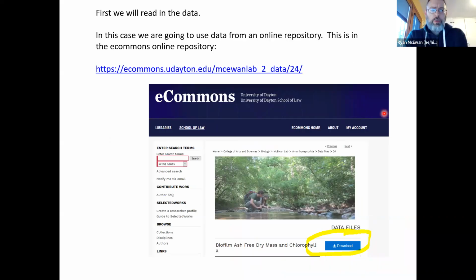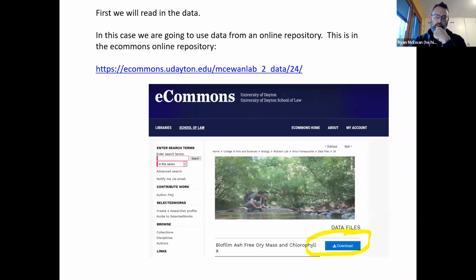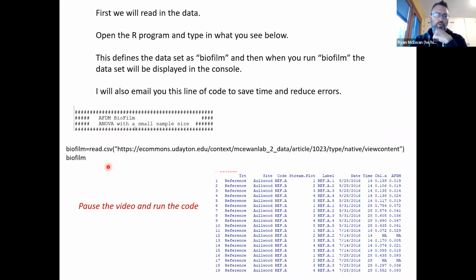This is in the online repository and eCommons, which I've talked to you about before. You can literally go find this using this, and I'll paste the slides in as well, so you can click on this if you want. This should be a live link, or you can copy and paste it in, or you can just go on eCommons and find it and download. And here's the download data button right there. If you right click on that, you can get the web address, and it's this. And so you can use biofilm equals read.csv and read it in this way.